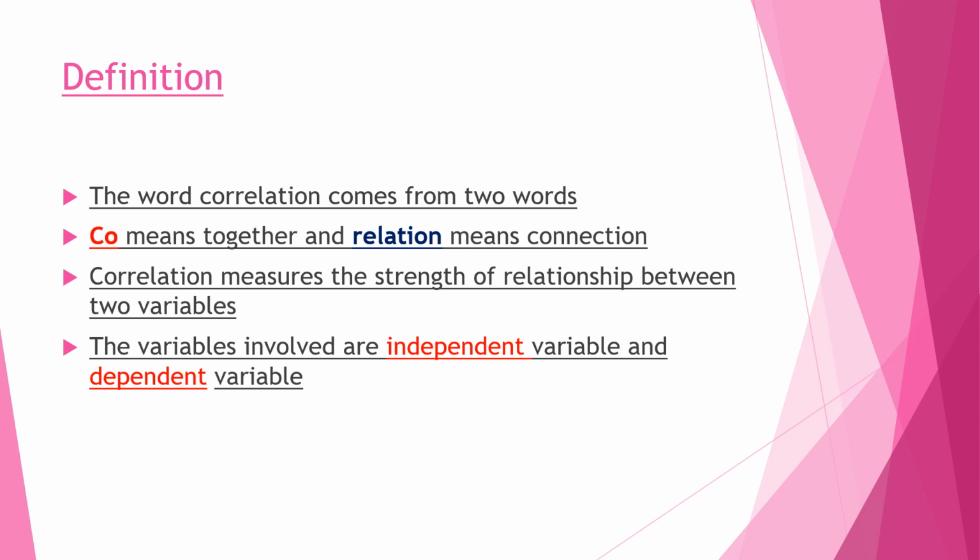Let's begin with the definition of correlation. Actually, the word correlation comes from two words, co and relation. Co means together and relation means connection. So correlation means the relation connecting two variables. Actually, correlation measures the strength of the relationship between two variables. The variables involved are independent variables as well as dependent variables.